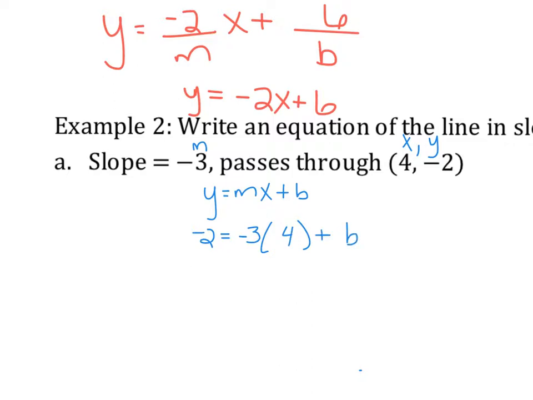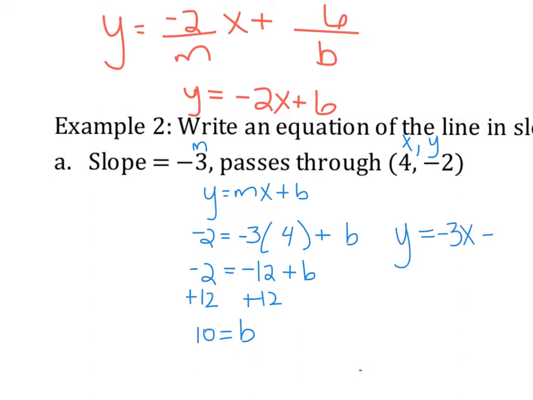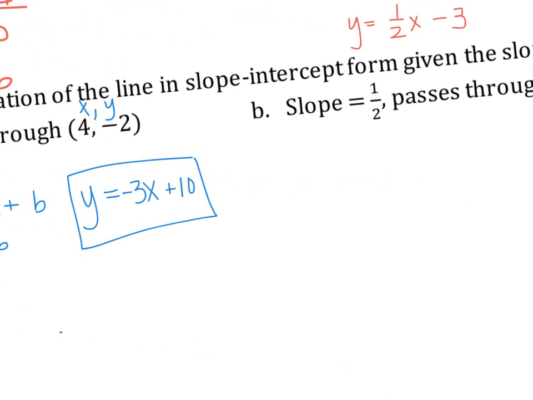So then we're going to go ahead and multiply. -3 times 4 is -12. So we're just rewriting that equation. And then to solve for b, we're going to add 12 to both sides. So b is going to equal 10. So now that we have our b, we have our m, we can write our equation. Y equals mx plus b. And our equation is always going to look like that, where we have a number plugged in for our m and our b. Example b is going to be the same way.